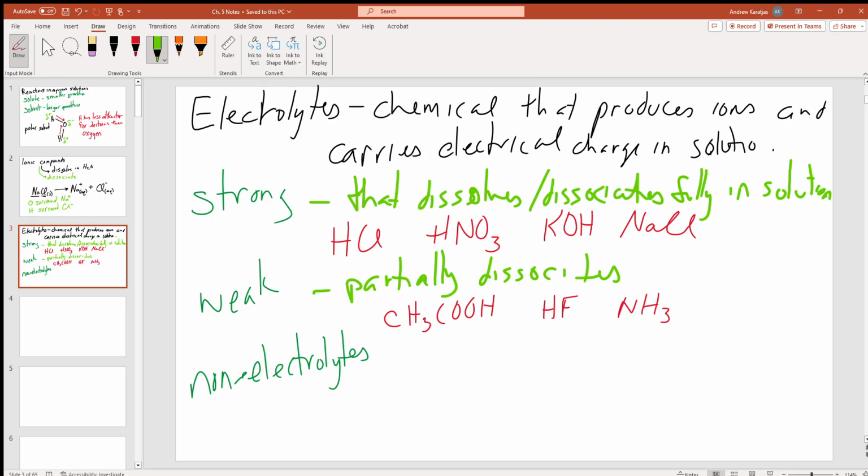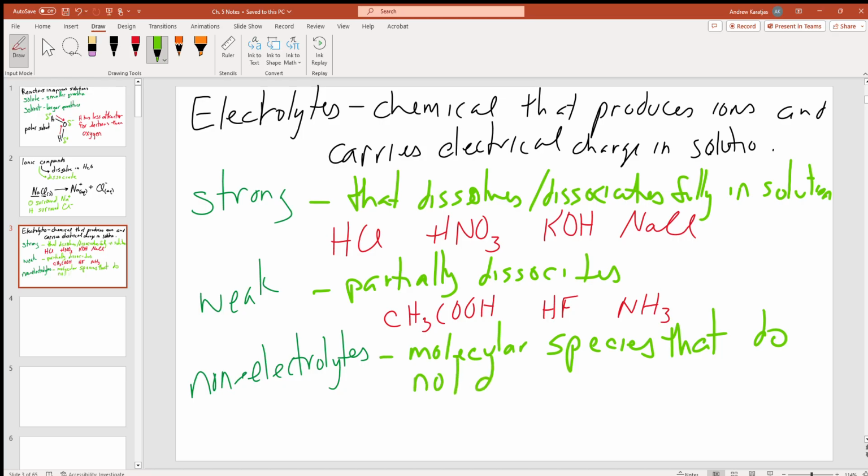Our final thing, non-electrolytes, these are molecular species that do not dissociate at all. And might include examples such as various sugars like glucose or sucrose, or something like ethanol.